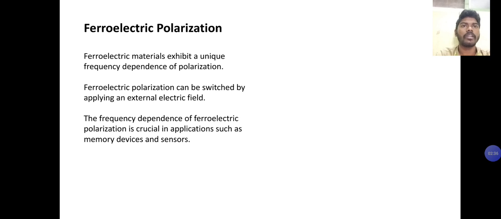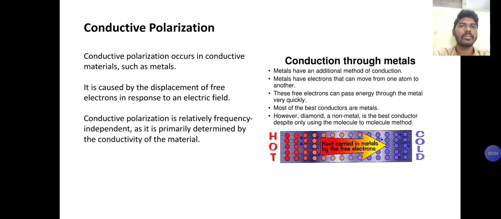Ferroelectric polarization. Ferroelectric polarization exhibits a unique frequency dependence of polarization. Ferroelectric polarization can be switched by applying an external electric field. The frequency dependence of ferroelectric polarization is critical in applications such as memory devices and sensors.